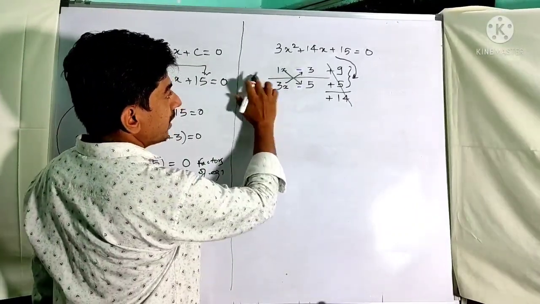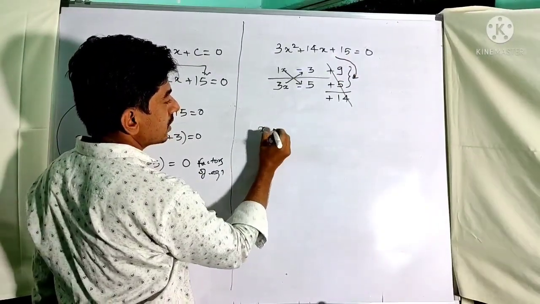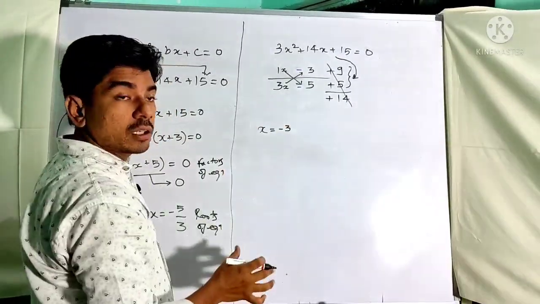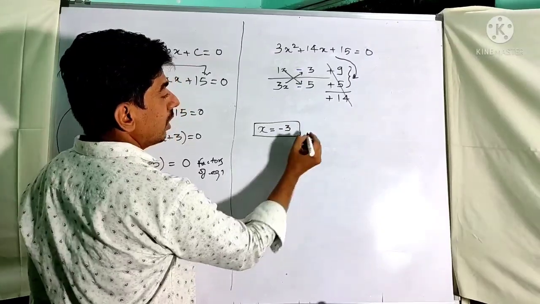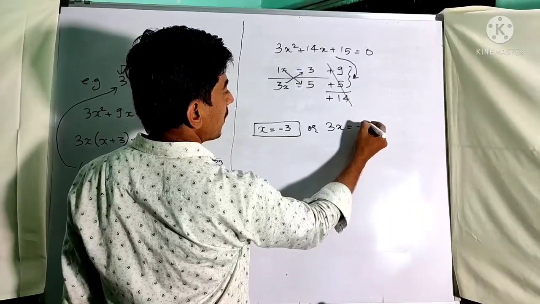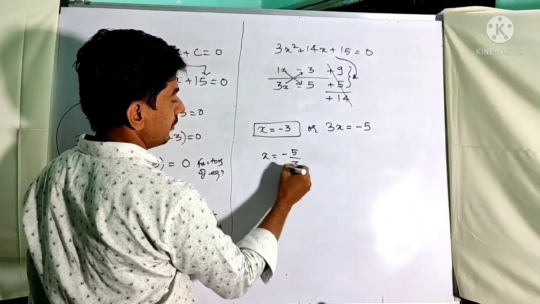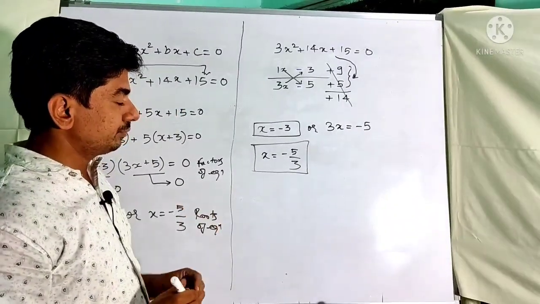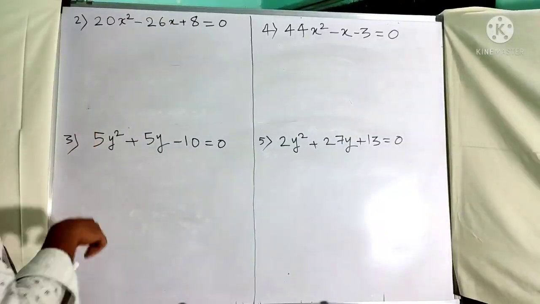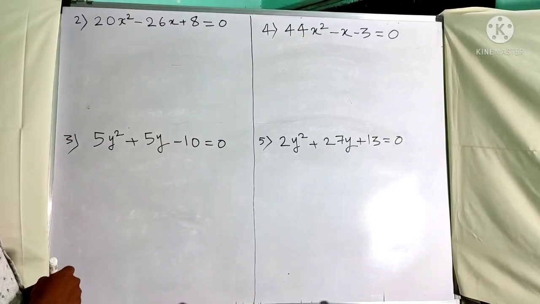Here by the first row we get x is equal to minus 3 directly without writing the factors. This is one answer. Or the second one is 3x equal to minus 5, then you will get x equal to minus 5 by 3. I hope you understood this method. Let's take another example. The next question is 20x square minus 26x plus 8 equal to 0.